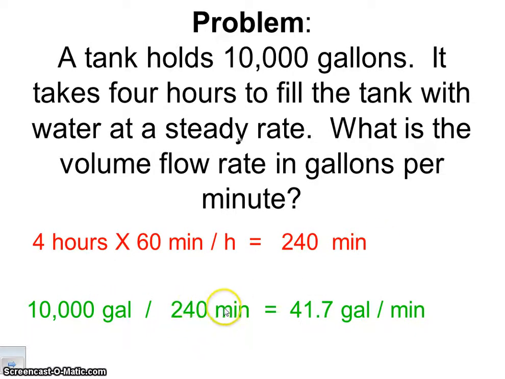Volume divided by time. All right, so 10,000 gallons divided by 240 minutes is going to give you 41.7 gallons per minute. Now, where would you need to know that? If you worked for a community swimming club and you're filling the pools for the opening day, you need to know how much it's going to take. How long is it going to take?